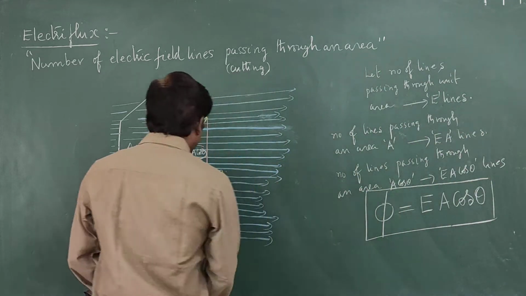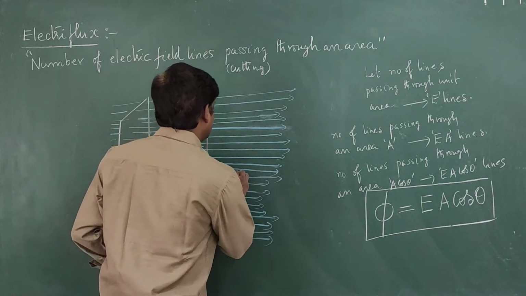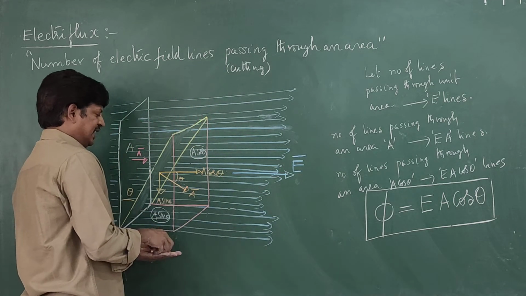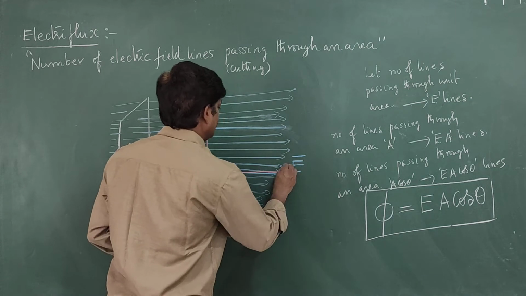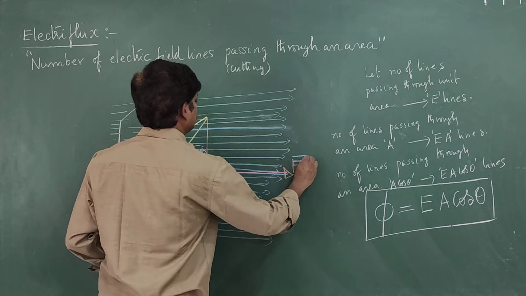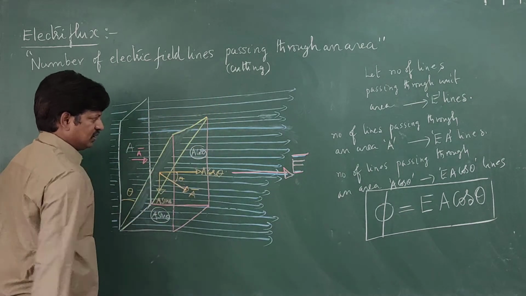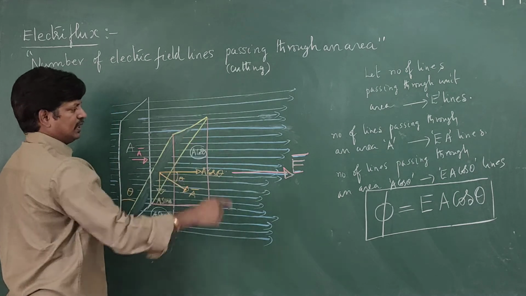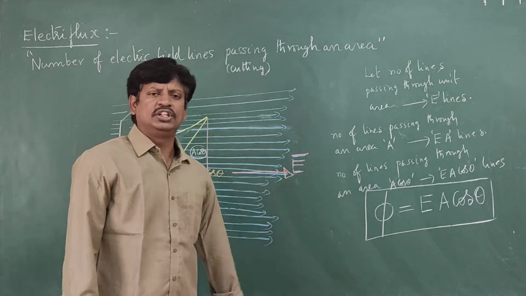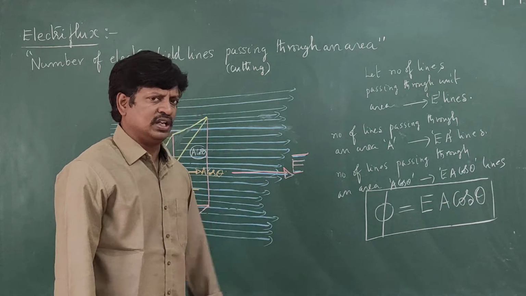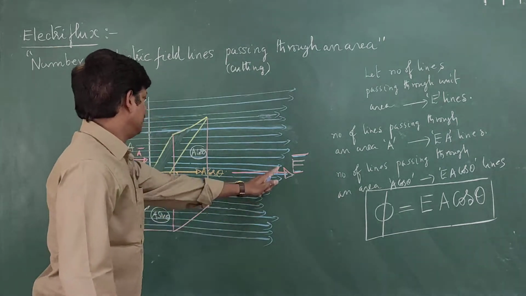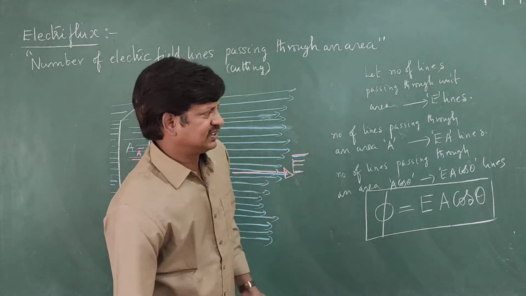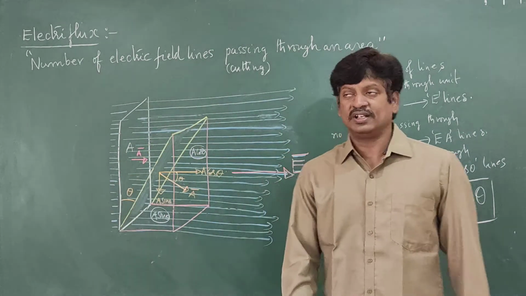What is theta? As you can see, this is the electric field direction. Right? This is the direction of the electric field. But this is what? A bar. So what's the angle between E bar and A bar? Theta. So E is the magnitude of the electric field, A is the area, and theta is the angle between E bar and A bar. Then we are going to define electric flux as EA cos theta.